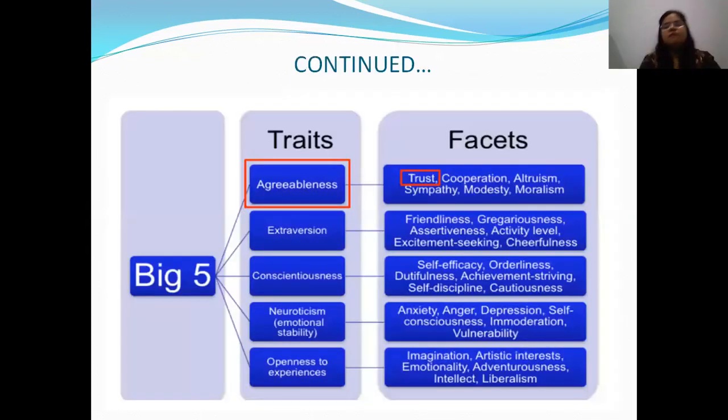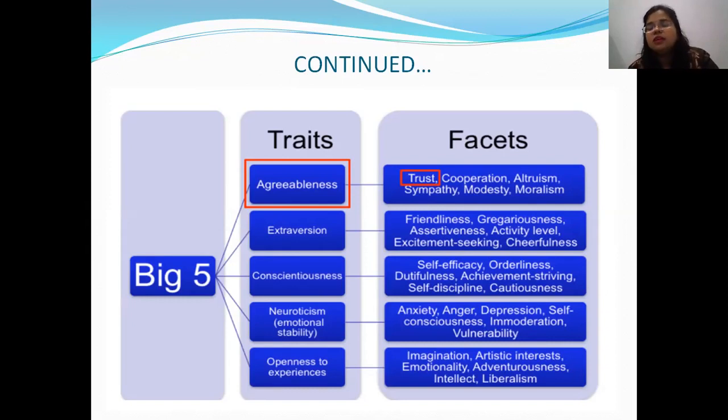So there is a very famous concept, the Big Five personality traits. Traits are the characteristics that we try to find in the candidate. Firstly, agreeableness. Agreeableness is concerned with trust, cooperation, altruism, and sympathy: how much the candidate has such qualities as trust, cooperation, sympathy, and morality. Second is extraversion.